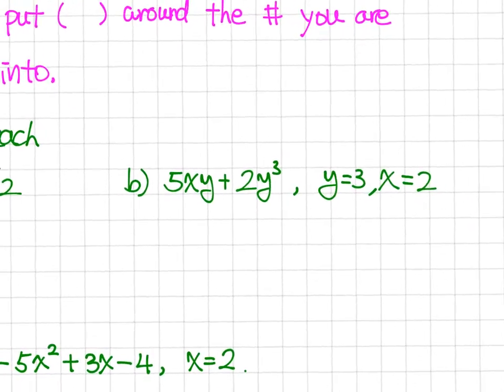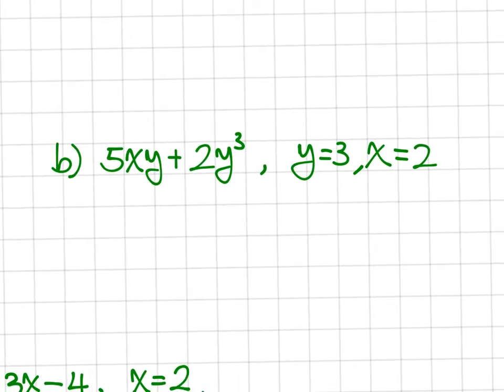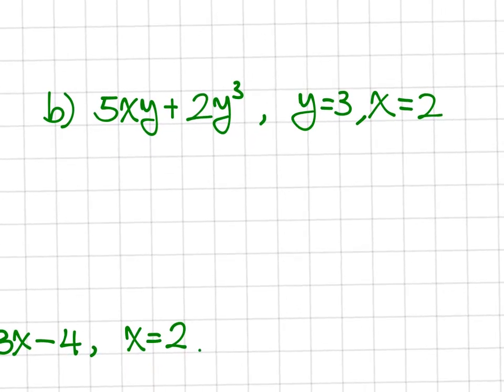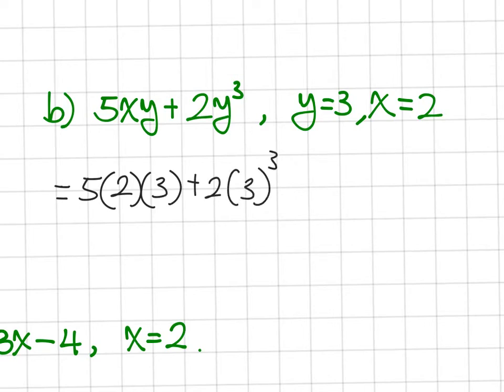I'm going to zoom in a little more. So if you look at B, here we have 5xy plus 2y cubed, y equals 3 and x equals 2. So basically you're substituting 3 into the y and 2 into the x, and all you need to do is put brackets around the number, and that's pretty much it. So this equals 5, and the x is 2, so 2 in the brackets, and then y is 3, so 3 in the brackets, plus 2 times 3 cubed.